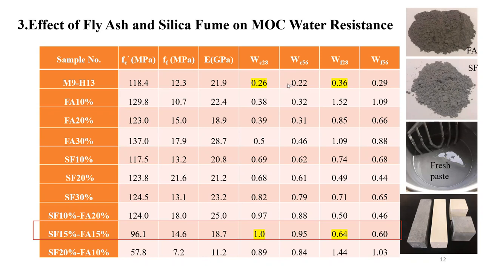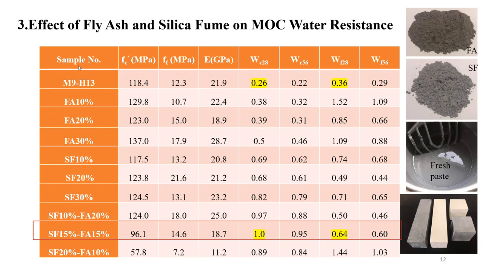Fly ash and silica fume are both byproducts from industry. Fly ash is a byproduct from mining. They have been used to improve the properties of concrete and cementitious materials, including MOC.